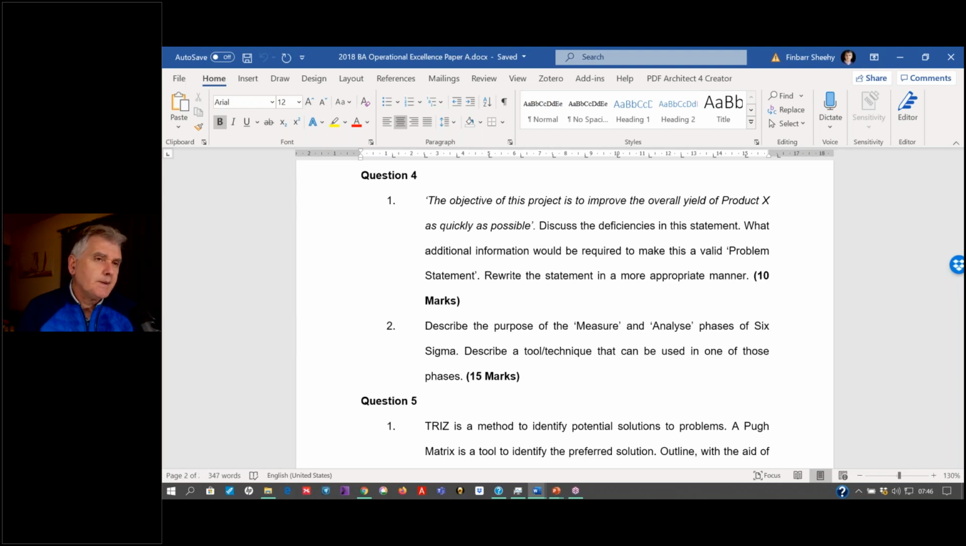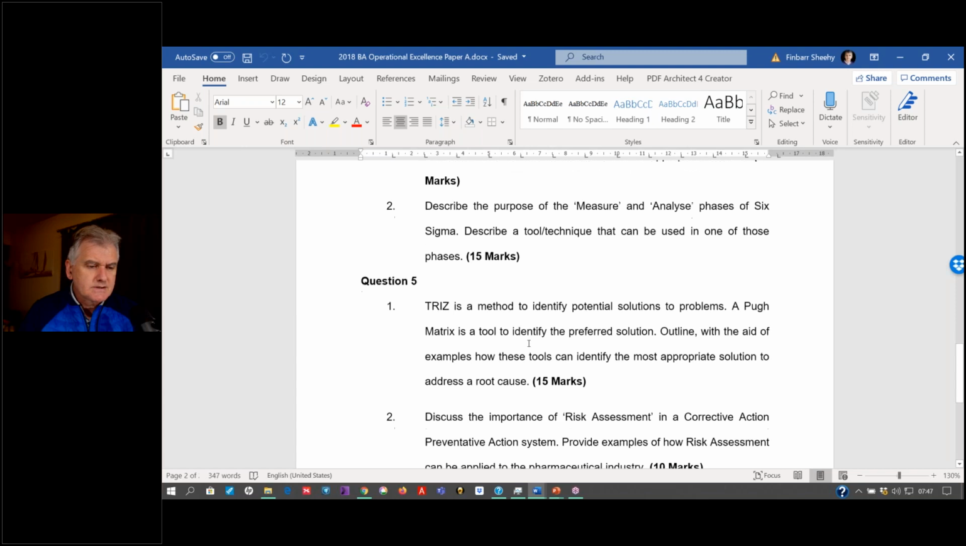Again, it might be around the impact of doing something right or doing something wrong, or it might be about using an example of a tool, Pew matrix, cause and effect. Give an example of how you would use the tool, for example.